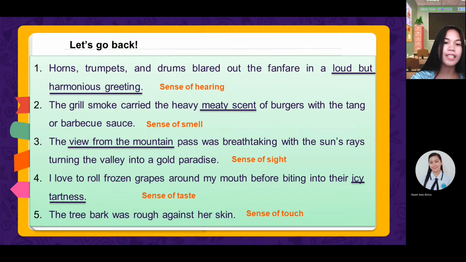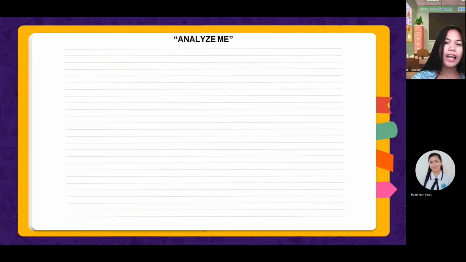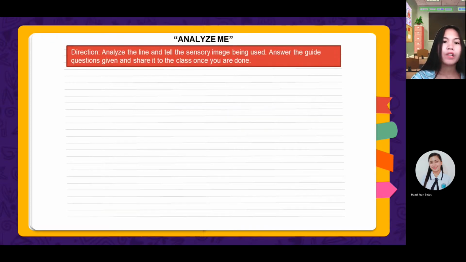So number 5, the last sentence. This belongs to the sense of touch. So why does it belong to the sense of touch? Alvin again? All right. Because of the rough against her skin. Very good, class. So now we have another activity. This is called Analyze Me. I want you, class, to analyze the line and tell the sensory image being used. Answer the guide questions given and share it to the class once you are done.